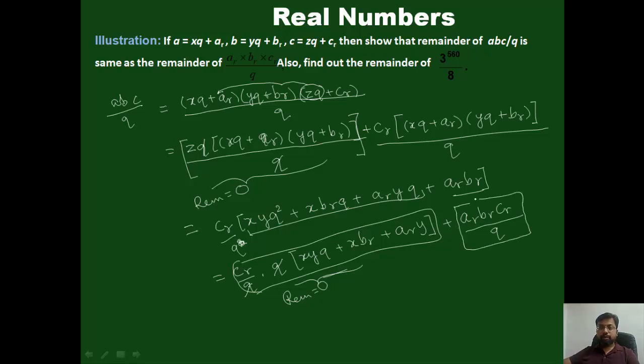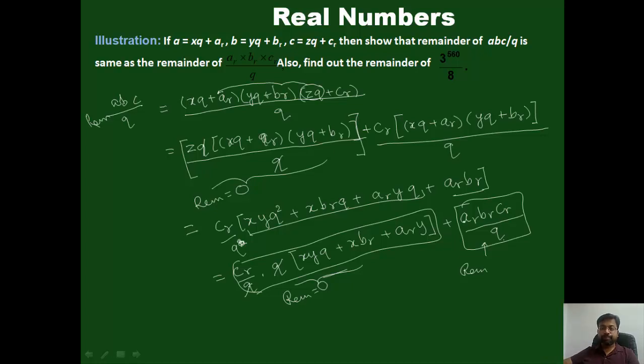Now when ABC is divided by Q, the remainder will be same as that when AR into BR into CR is divided by Q. This is what we have to prove, right? When we started with ABC divided by Q, what we ended up with is the remainder when ABC is divided by Q will be same as the remainder when AR into BR into CR is divided by Q, because the other portions of the number we see that they are divisible by Q, so they will not contribute towards the remainder. Only the product AR into BR into CR will contribute towards the remainder.